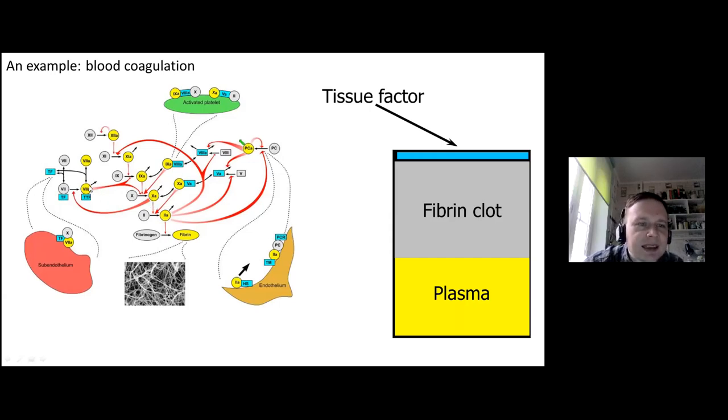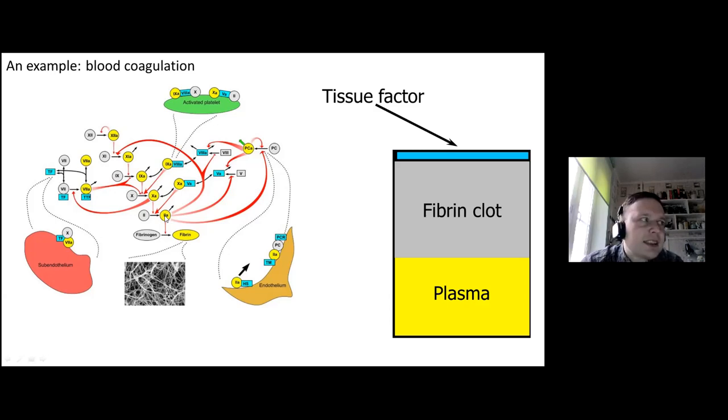And we can see that factor 10A is produced by two enzymes, by factor 7A with tissue factor and by factor 9A in complex with factor 8. This seems very strange. Why do we have two reactions to activate factor 10? Essentially, they do the same thing.